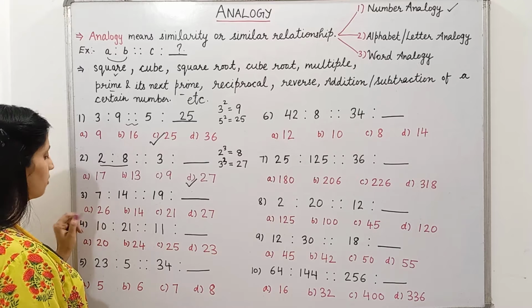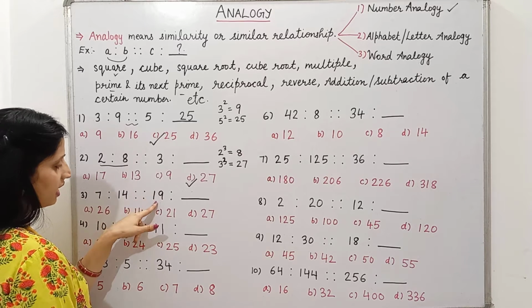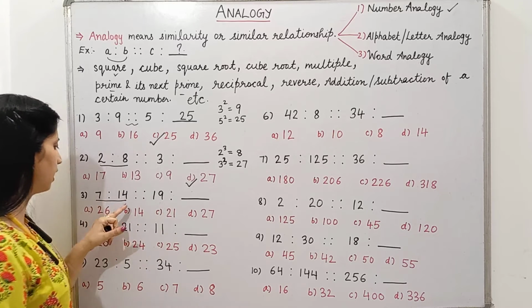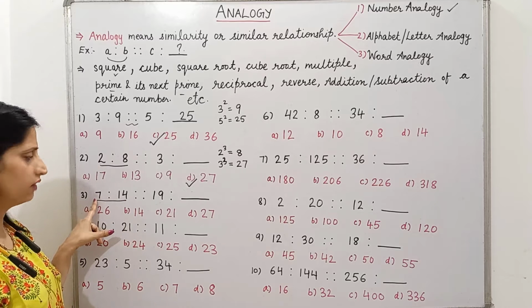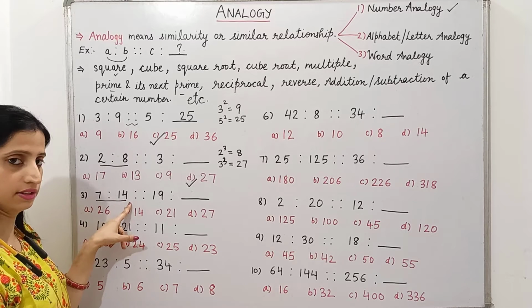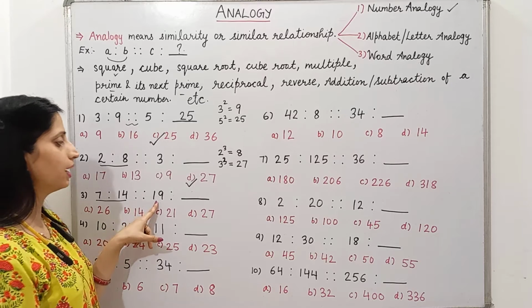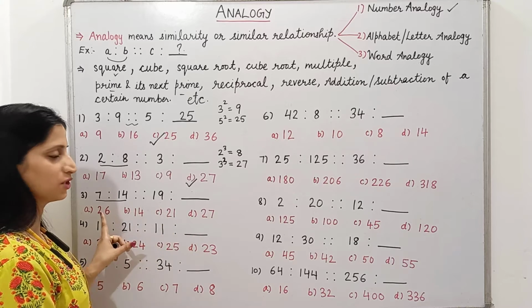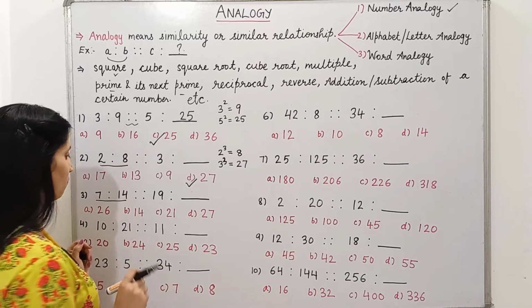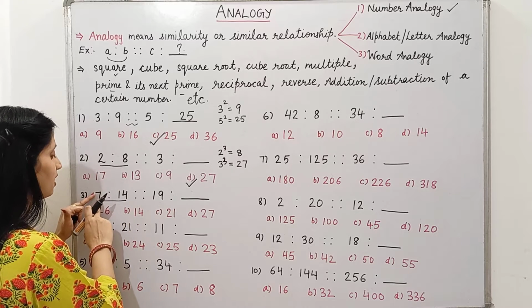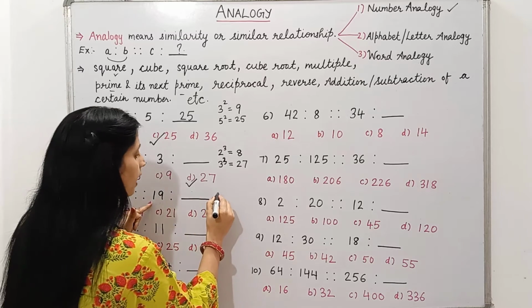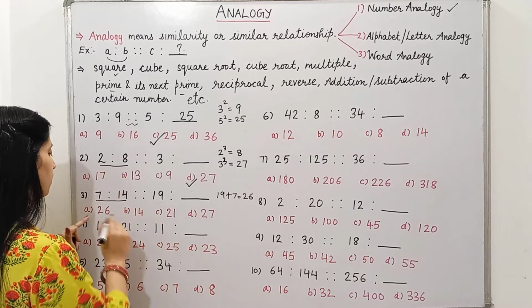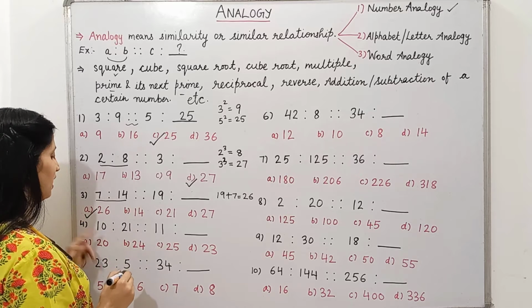Now come to the next one. 7:14 double colon 19:dash. So, we can see that 14 is a multiple of 7. If we multiply 7 by 2, we will get 14. But if we multiply 19 by 2, we will get 38. But let's check here. 38 is not an option here. So, there will be another relation. Now, if we add 7 to 7, we will get 14. Now, if we add 7 to 19, we will get 26. So, 26 will be our correct option. Tick this one.